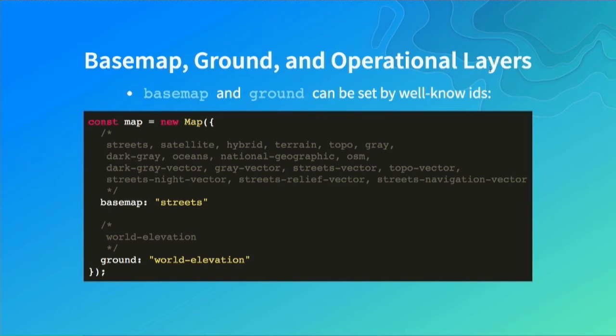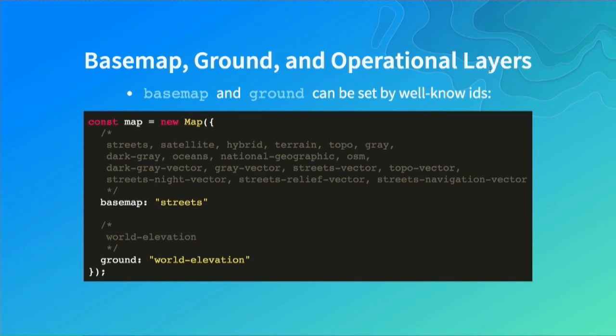So just create a map. It's pretty simple. We provide a bunch of strings you can use to create these maps that are shortcuts to different base maps that we have as part of the platform. We have a bunch of vector tile based maps. We have a string for the ground, which is world elevation. And this is just a shortcut to Esri's world imagery, world elevation layer that we provide out of the box.